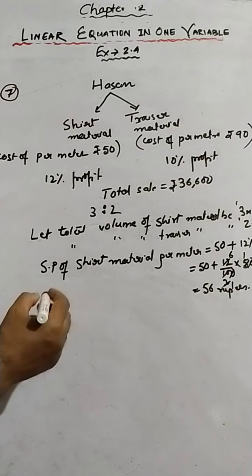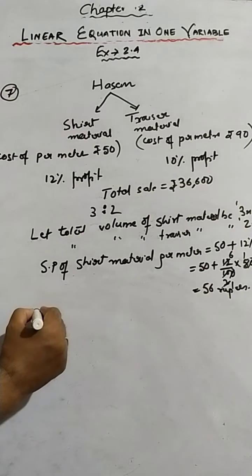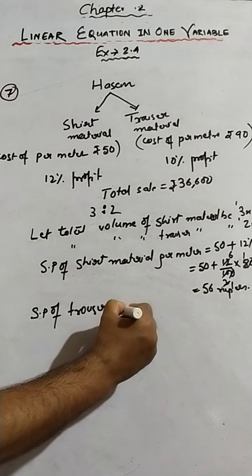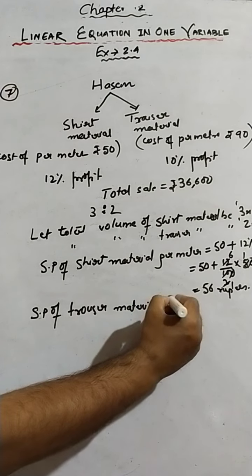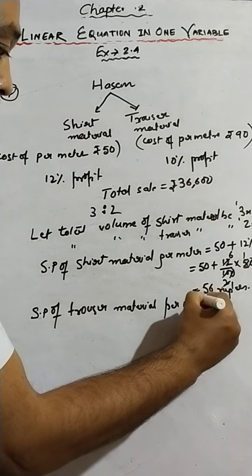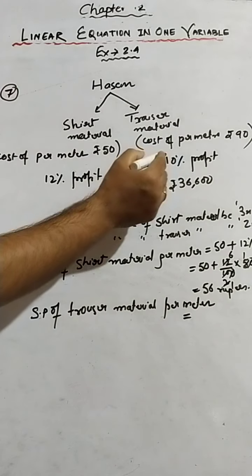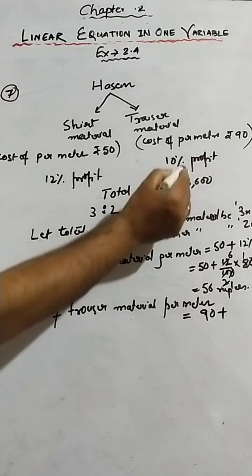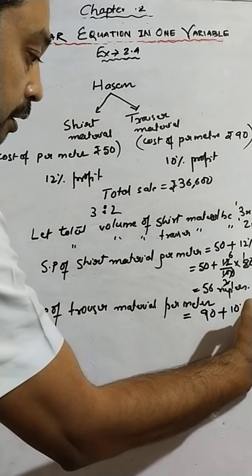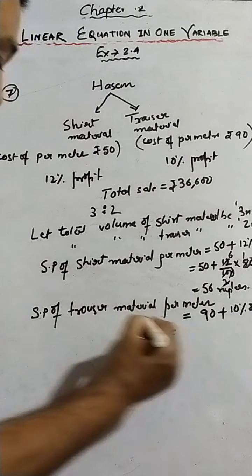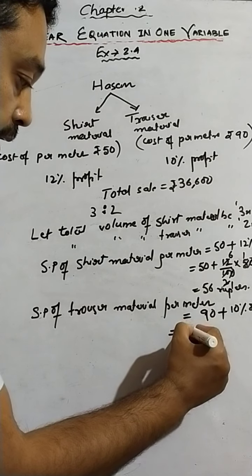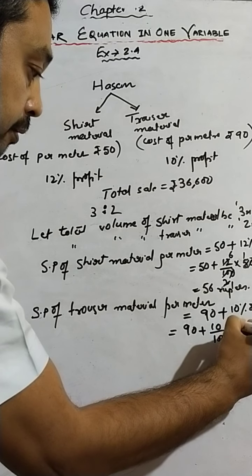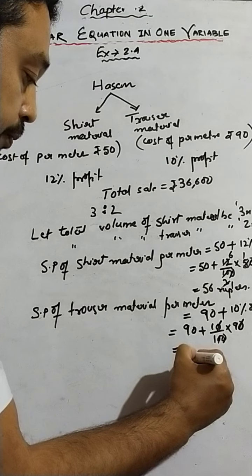Okay, now what will be the selling price of trouser material per meter? Same way we will find it out. The cost per meter of trouser material is 90 rupees, isn't it? So 90 plus, and how much profit is he making? 10%. That is 10% of 90. So the selling price of trouser material per meter that Hassan is keeping is 90 plus 10 by 100 into 90. So we will reduce these two zeros. So it will be rupees 99.